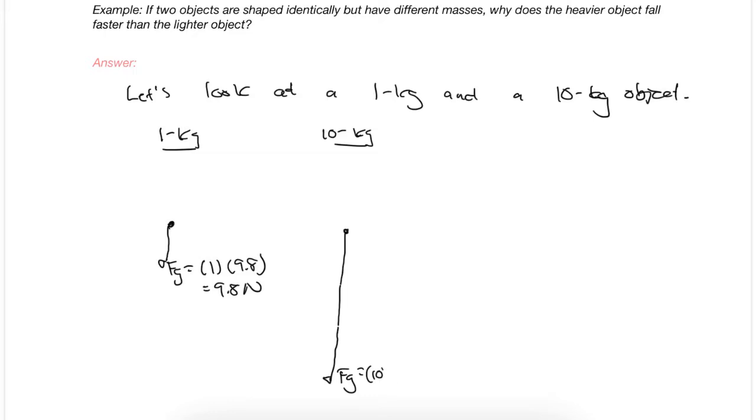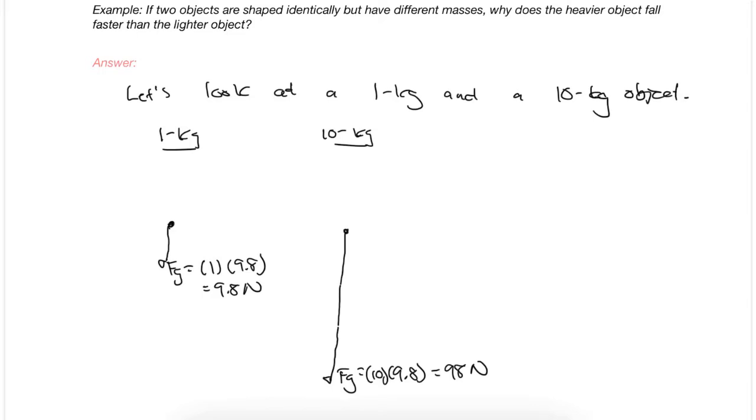It's 10 times 9.8, which is 98 newtons. Now at this point, do not make the mistake of thinking, oh, look how big the force is on the 10 kilogram object, that's why it falls faster. Because we know the difference is not due to gravity, and the reason we know that is that it is not forces that determine how fast something falls, it's their acceleration.